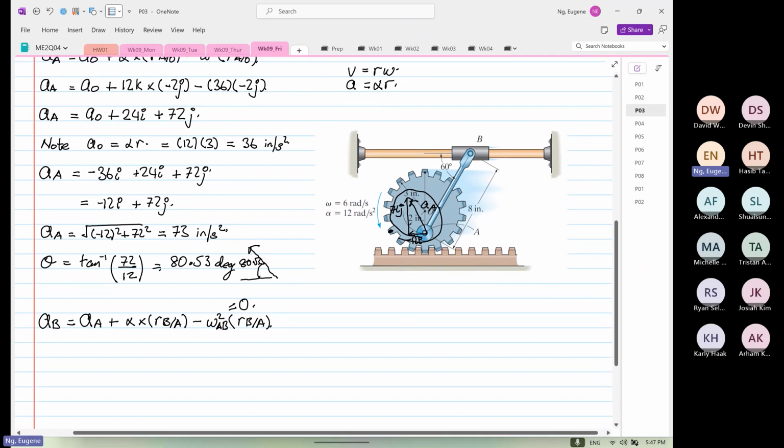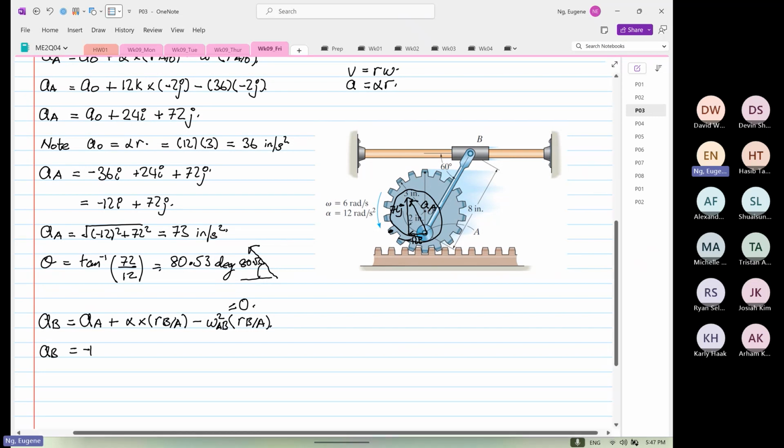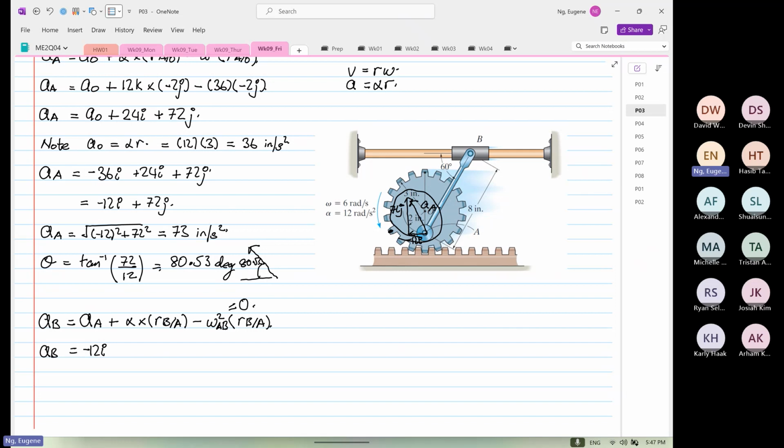So from here, we know that the acceleration at point B will be equal to, now over here you have to use the vector form, the Cartesian format, minus 12i plus 72j plus alpha. Now, do we know alpha? No, we do not know alpha. Did we find what alpha is? No, I don't know what alpha is. Okay. So I have not a clue what alpha AB is.